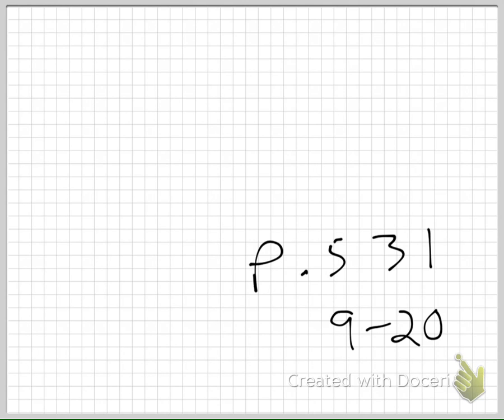I'm going to let you guys do your, well, you don't have time to do your homework, but I'm going to give you your homework right now. It is page 531, 9 through 20 even. You guys could not, 9 through 20. Oh, I say all. No, I'll make you guys do the even ones. That's fine.